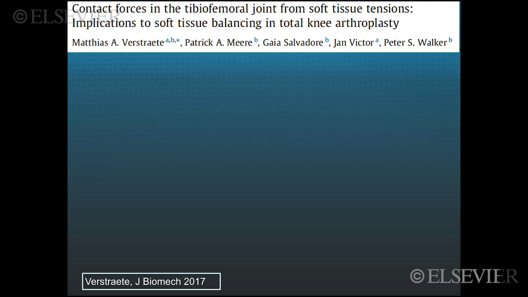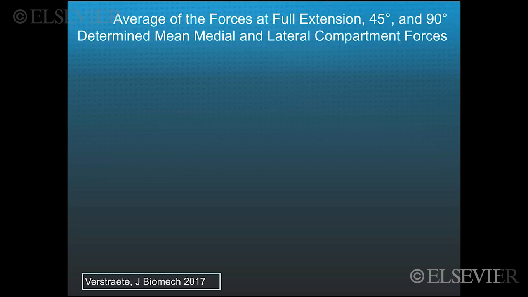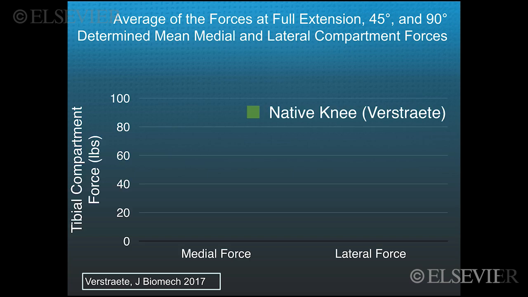So they're going to give us the values for the native knee. How did they do that? They averaged the forces at full extension, 45 degrees and 90 degrees. So they added the 3 up in the medial compartment, divided by 3, and that's the mean force in the medial compartment through that arc of motion. And they did the same for the lateral compartment.